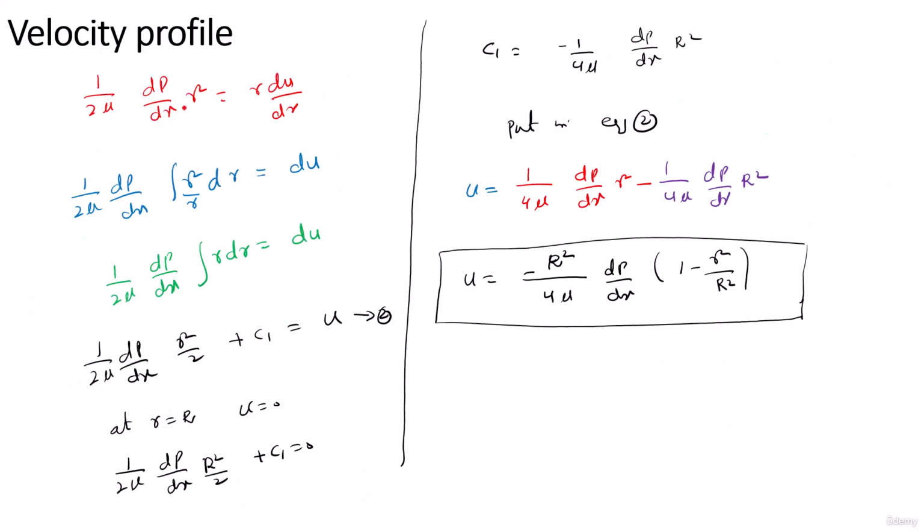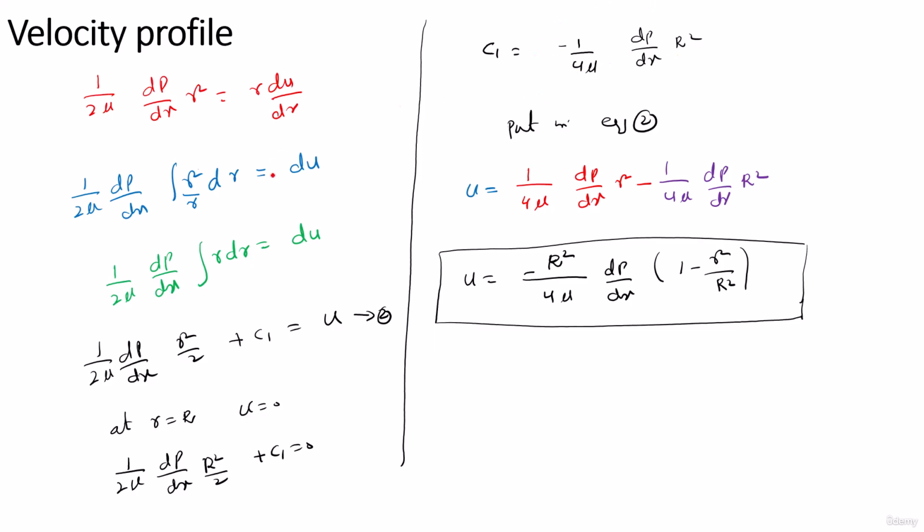So you have to rearrange, and this r will be on the left hand side. So divide by r, it becomes r, and this is du. And if you integrate du, this becomes u, and we have the c2 here. Again, we use the second boundary condition, and from here we get c2 equal to minus 1 upon 4 mu dp/dx R square. This is a very important term here, okay.